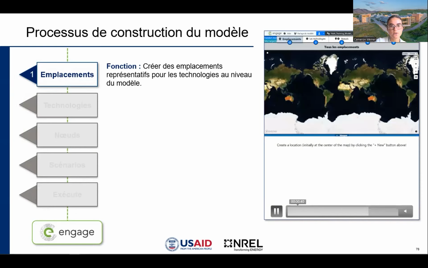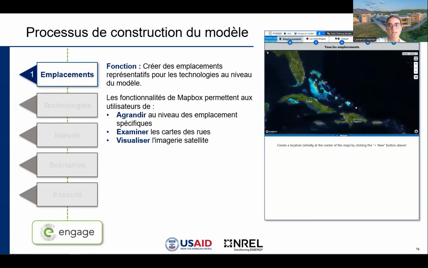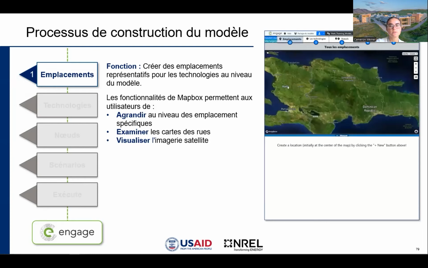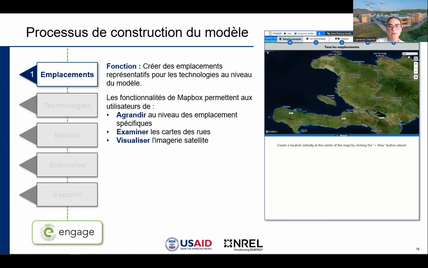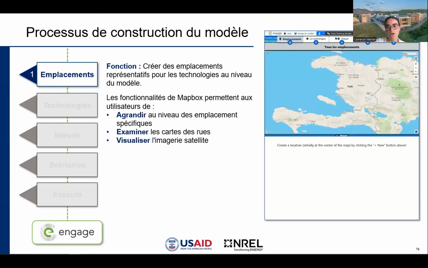As you can see in the video, we're on that locations tab at the top of your screen. On the locations tab, the map box allows you to zoom in on a specific country or area by using the controls on the right-hand side, which can help you navigate to where you would like to drop your new locations. And it can also be helpful just for contextualizing your model because it has street maps and satellite imaging.